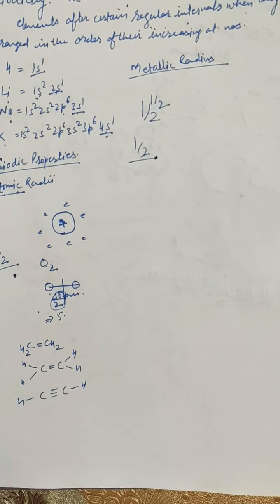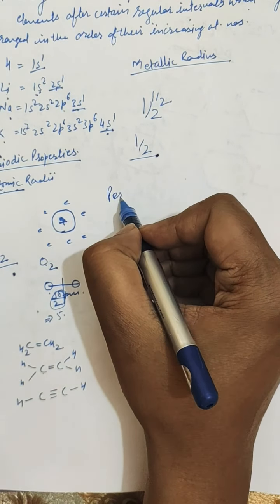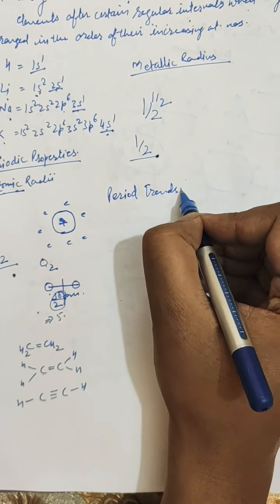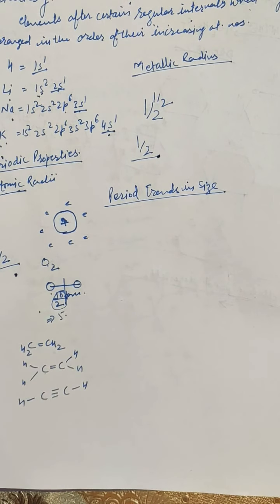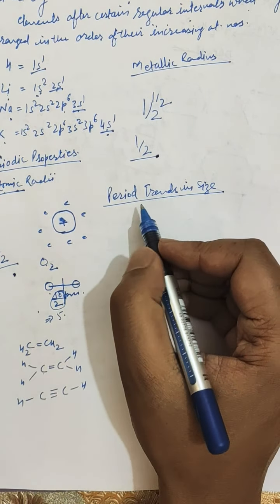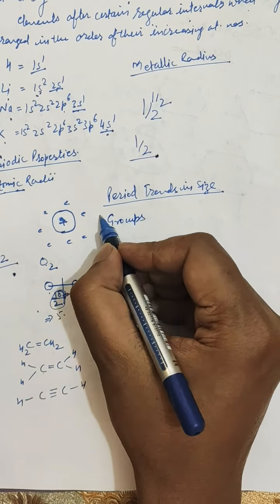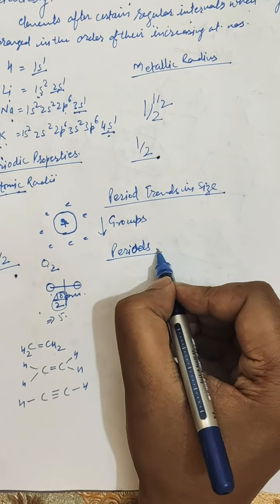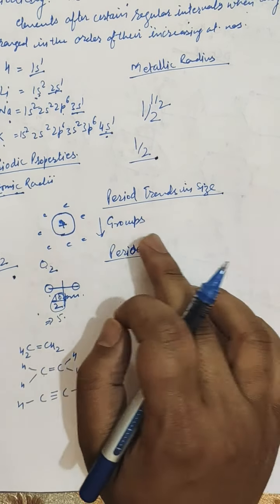So what are the periodic trends in the size? This is the main thing to study: periodic trends in size of atoms or molecules. We can study the trends in two forms, either in the groups, that is downward in the periodic table, or in periods, that is along the horizontal line.